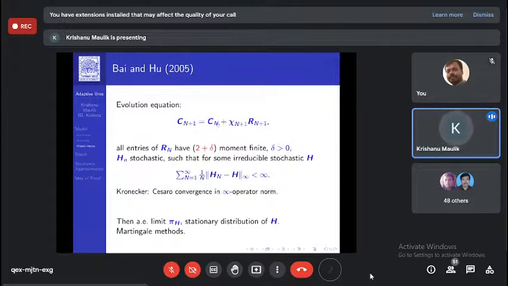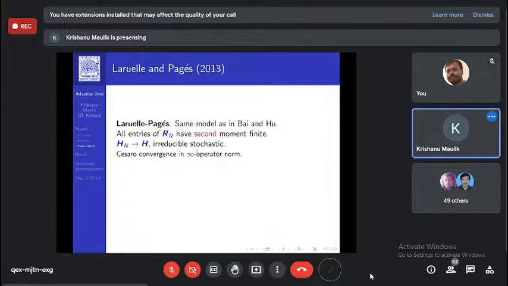Actually, Bai and Hu show something more. They show that Cn by n minus pi H converges to zero almost surely, but they also study the behavior of Cn minus n pi H. Scaled by n it goes to zero almost surely, but they scale it with something else to have a weak limit, something like a central limit theorem result. And for that, that's why they needed this additional moment. Instead of the first moment, they need two moments, and to push some of their results through, they needed an additional delta. Because a central limit theorem talks about a variance, so you need the second moment.